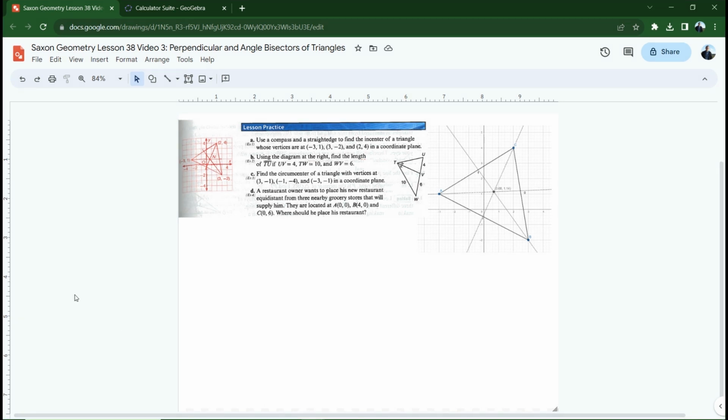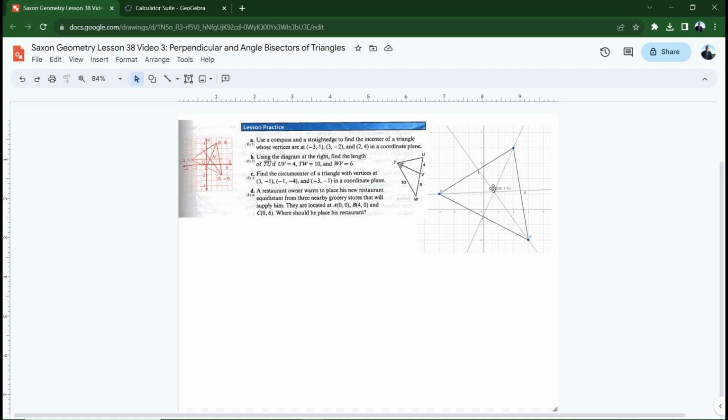Hey, geometry students. All right, so we've already done question A for the lesson practice when we used GeoGebra to make a graph for us. Actually, we had it draw the figure ABC, our triangle, and then the incenter point D. That would have been really difficult to do with a compass and a straight edge, but you can do it. And it actually does teach you some valuable skills that are worth knowing using a compass and a straight edge.